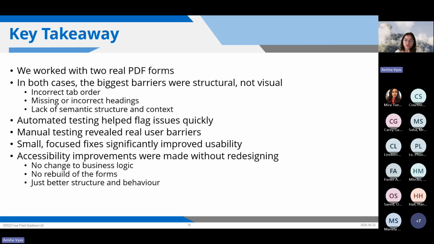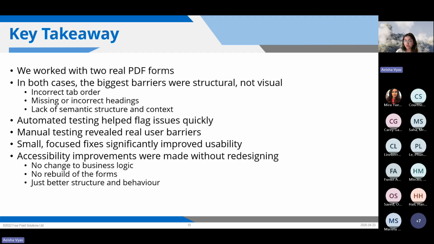We worked with two very different forms. One was short, looked simple. The other was long, dense, and structurally very complicated. Yet the issues we fixed were surprisingly consistent. In both cases, the biggest barrier weren't visual problems. They were structural issues. Things like incorrect tab order, missing headings, or lack of meaningful structure, missing context for users relying on assistive technology.